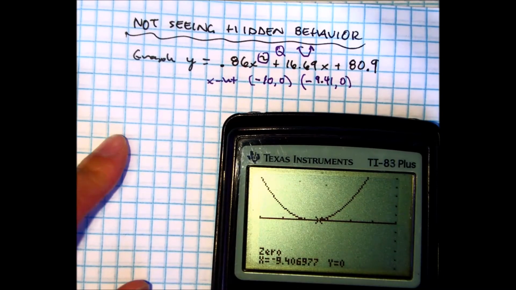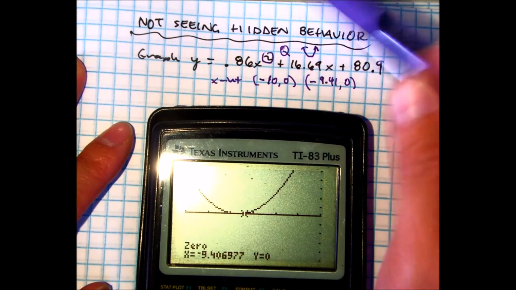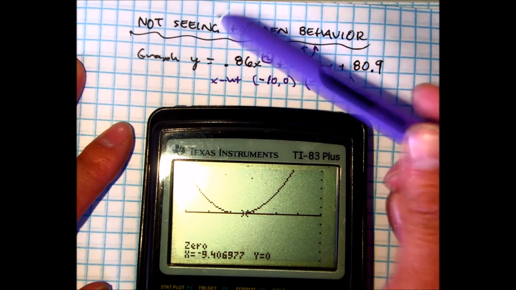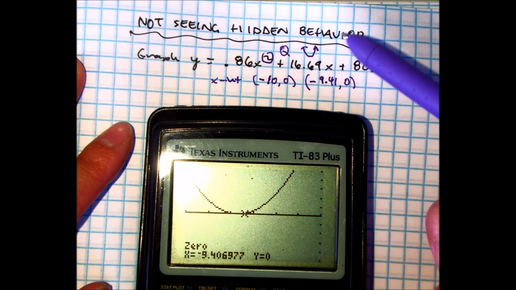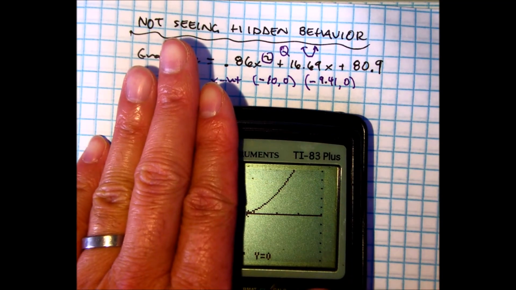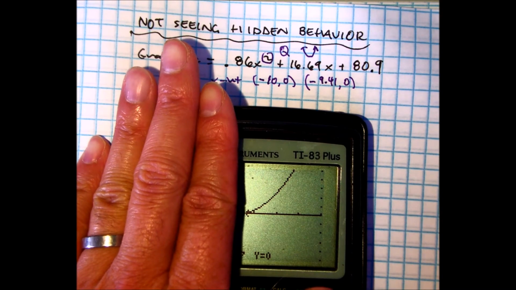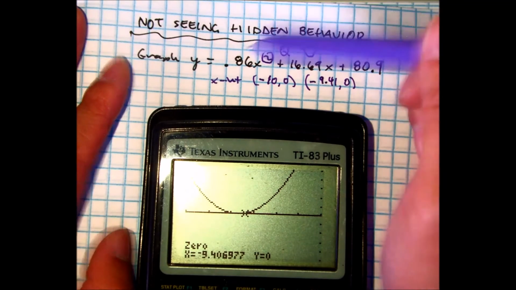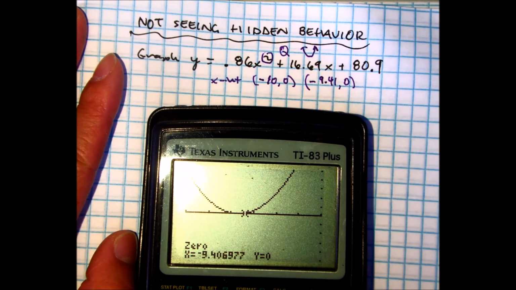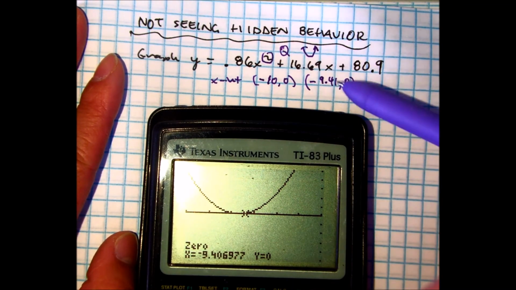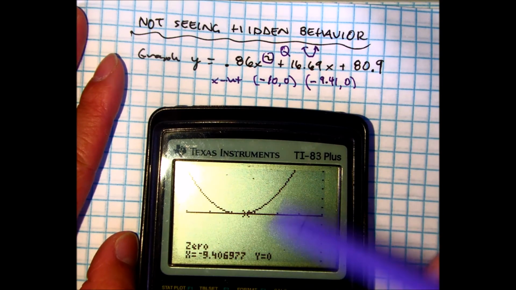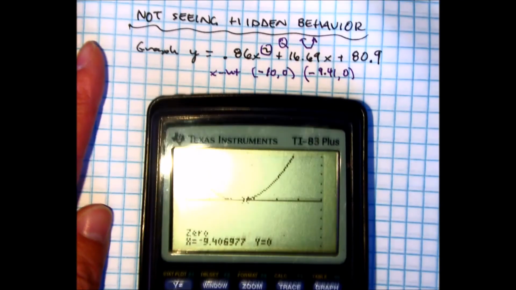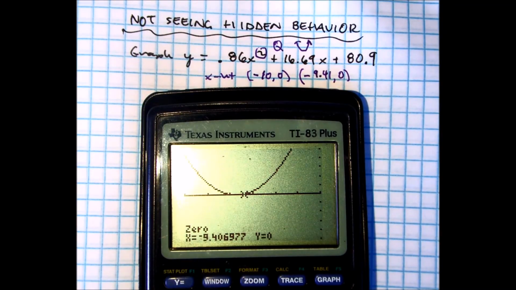So let's review what happened here. In this problem, I wanted to show you not seeing the hidden behavior. The hidden behavior originally was, it just looked like one side of the parabola, right? And then you're like, it looks like it's just touching once. We can use the calculator to actually calculate the two x-intercepts. So this problem actually goes through the x-axis twice. So the big idea is to change the window.